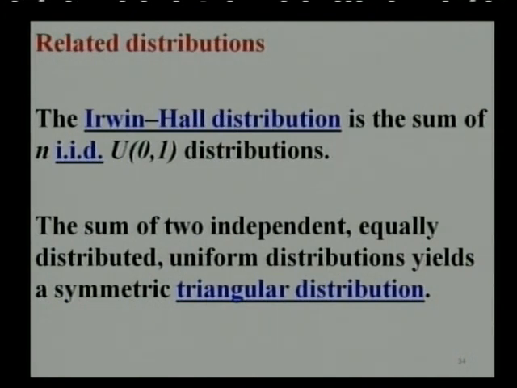Other related distributions are as shown on your screen. The Irwin-Hall distribution is the sum of n independently and identically distributed uniform distributions. The sum of two independent, equally distributed uniform distributions yields a symmetric triangular distribution.